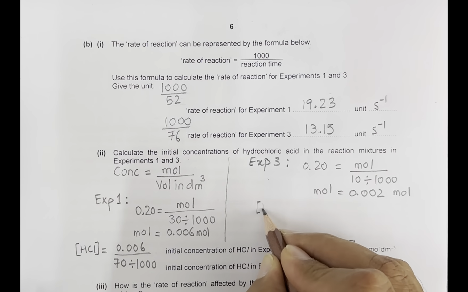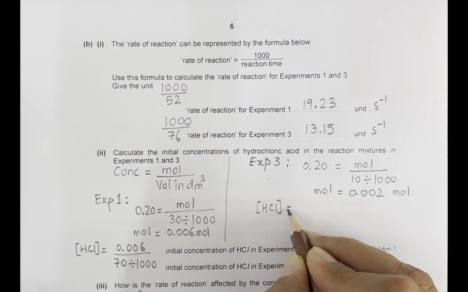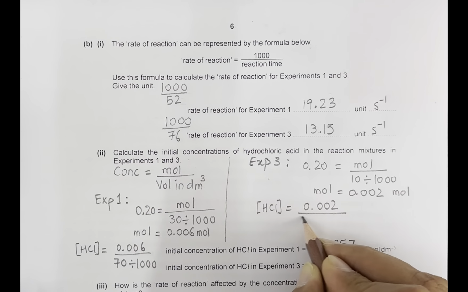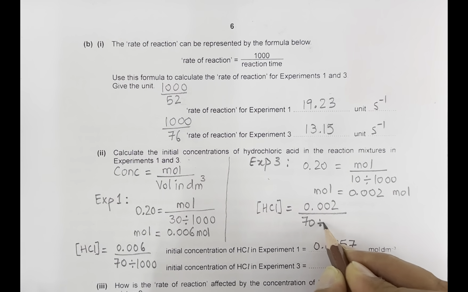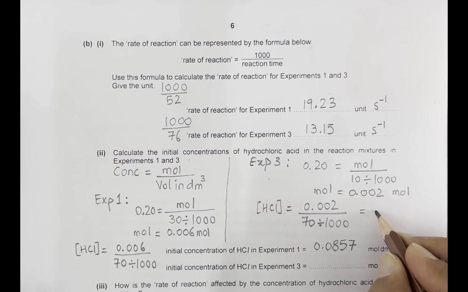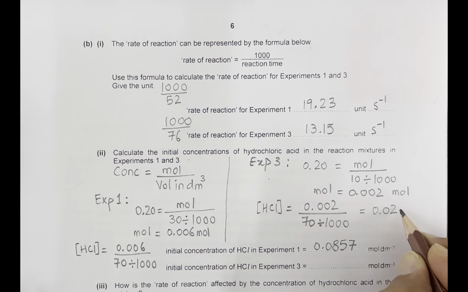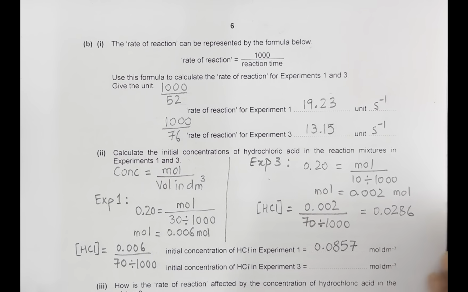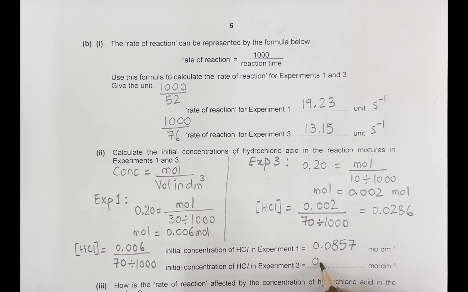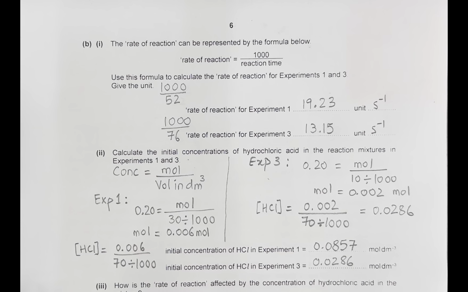So concentration of HCl in the third experiment is 0.002 divided by the total volume, that is 70 over 1000. It means the concentration here is 0.02857, which is 0.0286 up to 3 significant figures. So again here the concentration is 0.0286, which is lesser than the first one. Obviously we have added more water here.